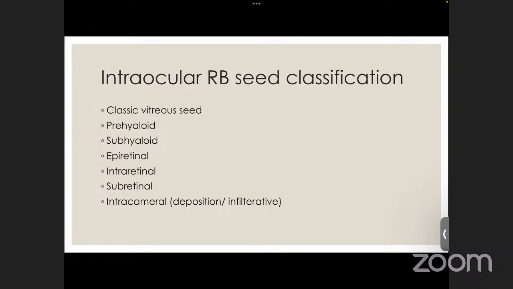Now, in the OCT-based classification of retinoblastoma seeds, we have seven types. We have the classic vitreous seeds, in which seeds are present in the vitreous cavity. We have prehyaloid, subhyaloid, epiretinal, intraretinal, subretinal, and then the intracameral deposit. Intracameral deposition in the anterior chamber can be of two types: the deposition and the infiltrative. In the deposition type, cells will reach through the zonules into the anterior chamber and deposit here and there. In the infiltrative type, cells will go through the eye coat. That is, they will infiltrate the ciliary body, the iris, and the trabecular meshwork, and then go into the anterior chamber and deposit.